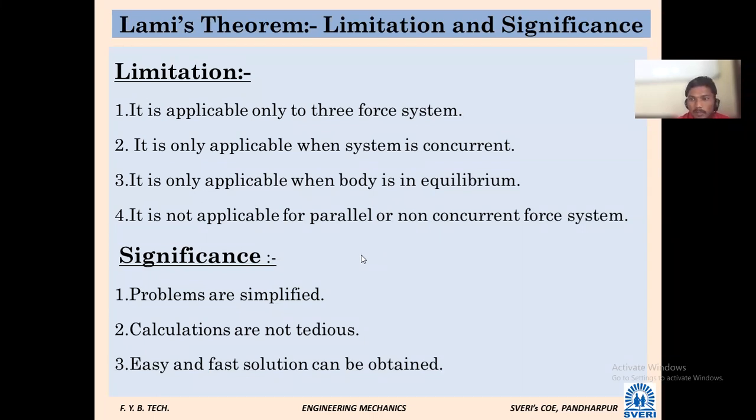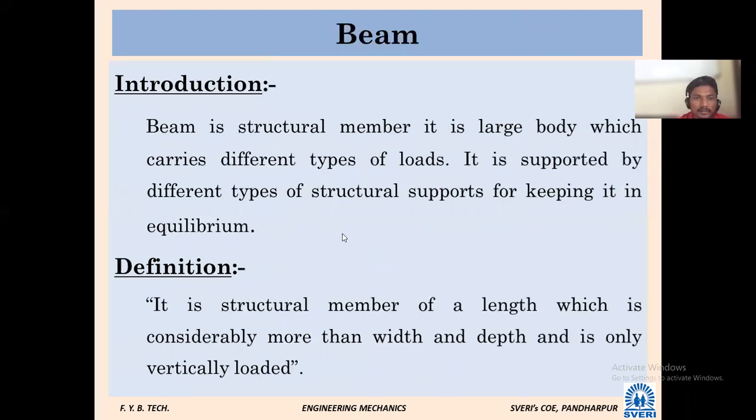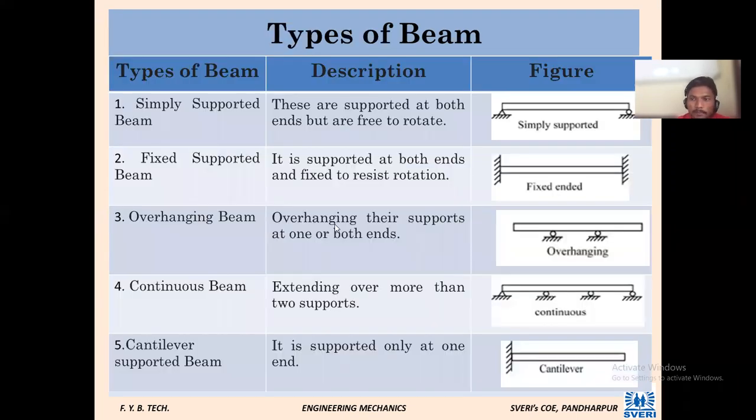So you should not apply it blindly in a system. There is a criteria. Then we have seen the beam. What is a beam? A beam is a structural element whose length is more than its width and depth, and it is vertically loaded, as we have seen. We have discussed what is a beam and what is a column. Then types of beam. What are the types of beam which we have seen?